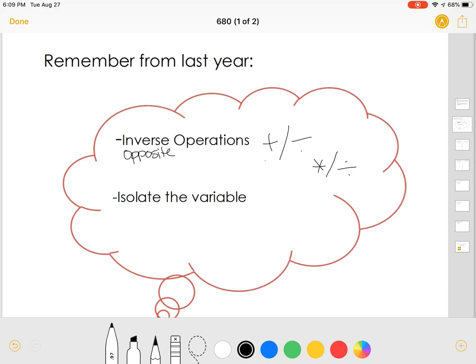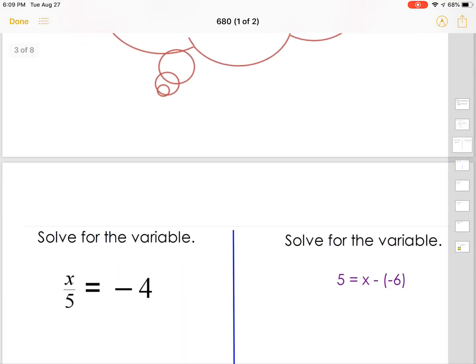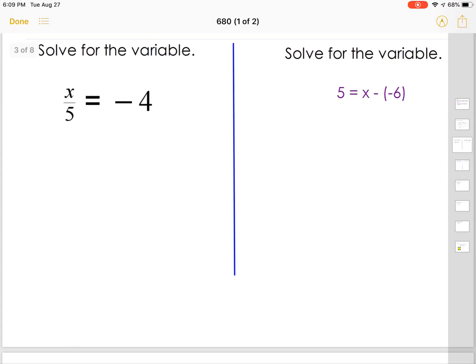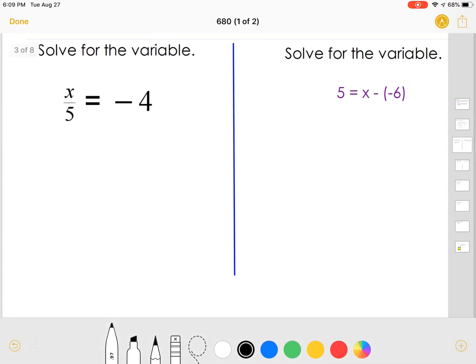And then our overall goal when we are solving equations is to isolate the variable. In other words, to isolate x, to get it by itself on one side of the equation. Let's practice a couple of problems together. Make sure you are following along in your notes, writing down every step of the work.